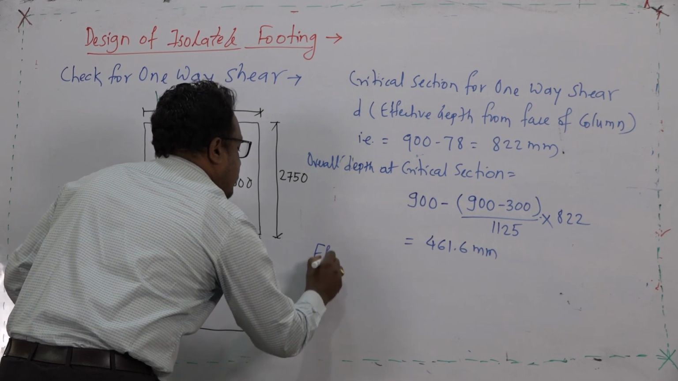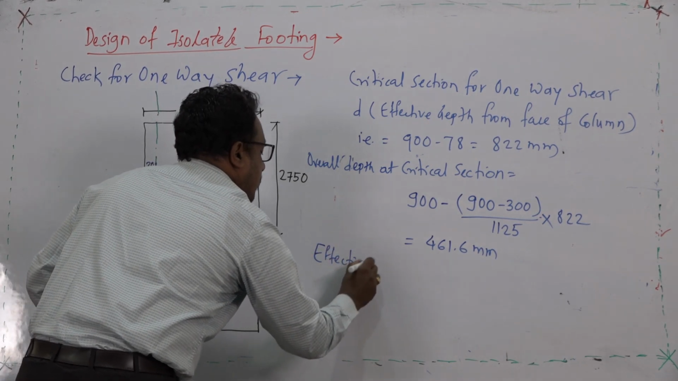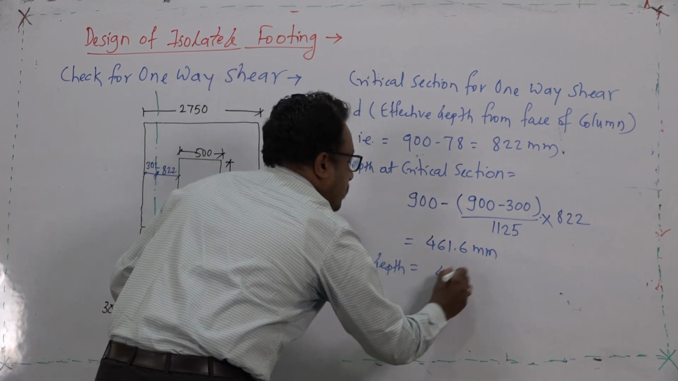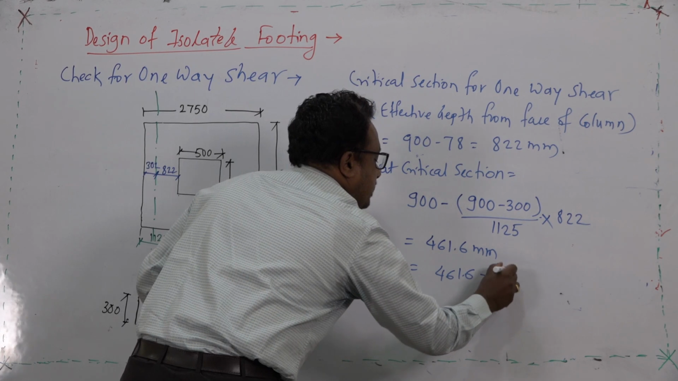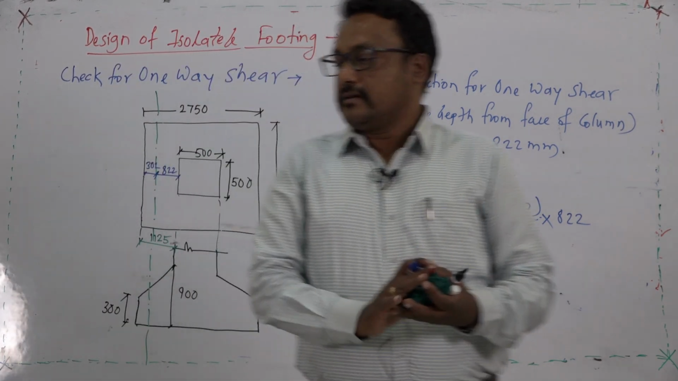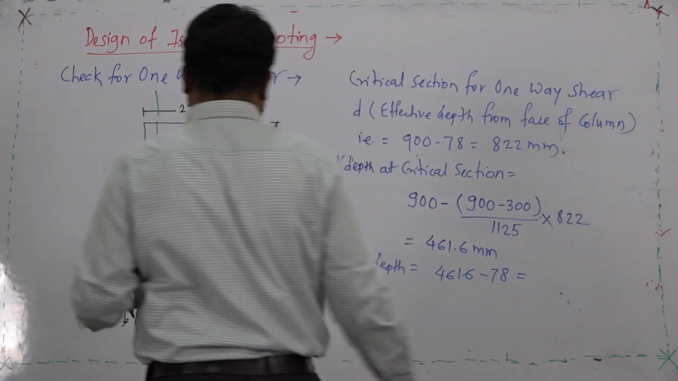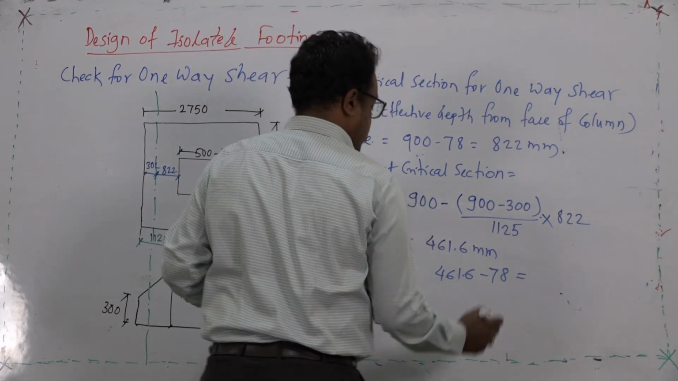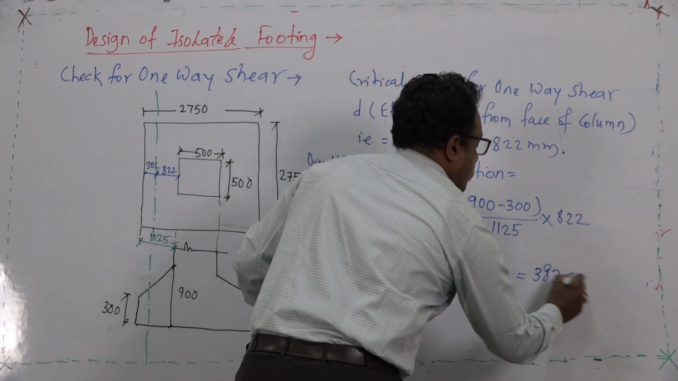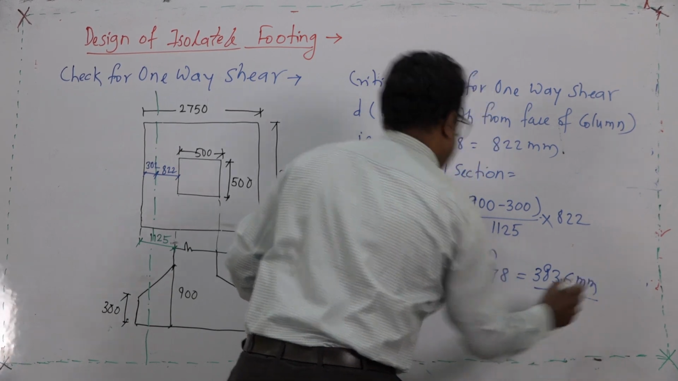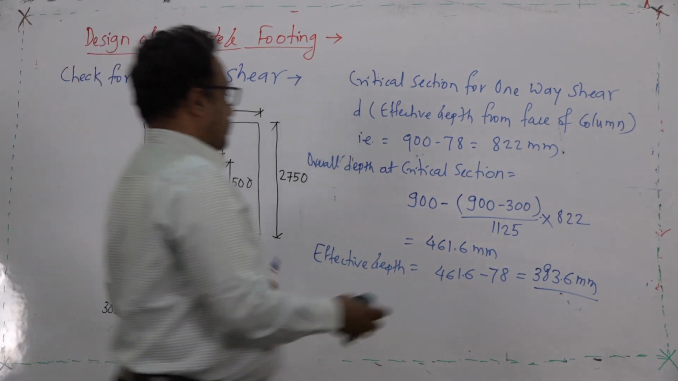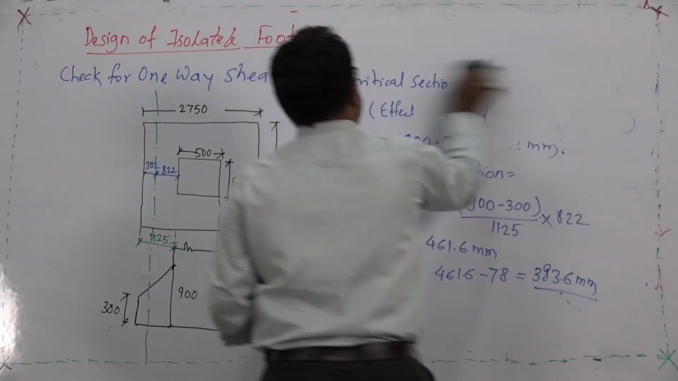Therefore, the effective depth will obviously be 461.6 minus 78 millimeter. So, this comes to be 383.6 millimeter. This is the value that we should use for the calculation of the shear stress.